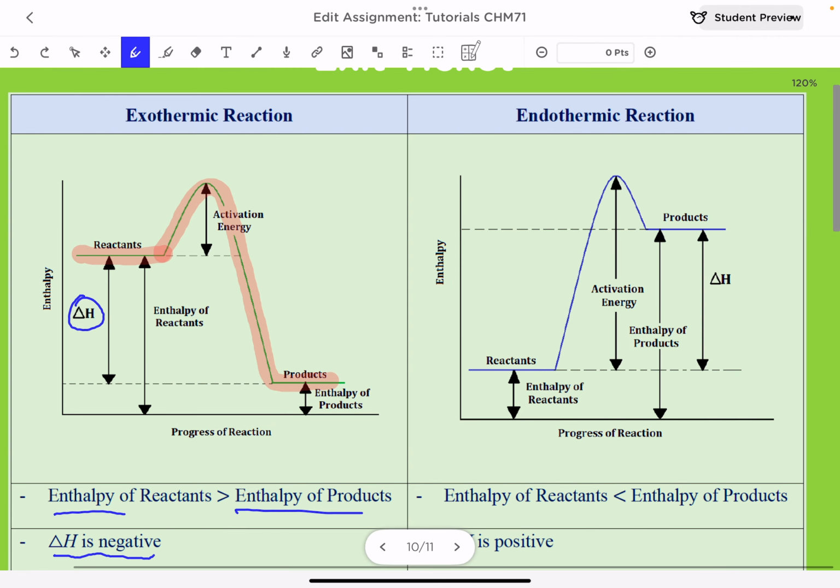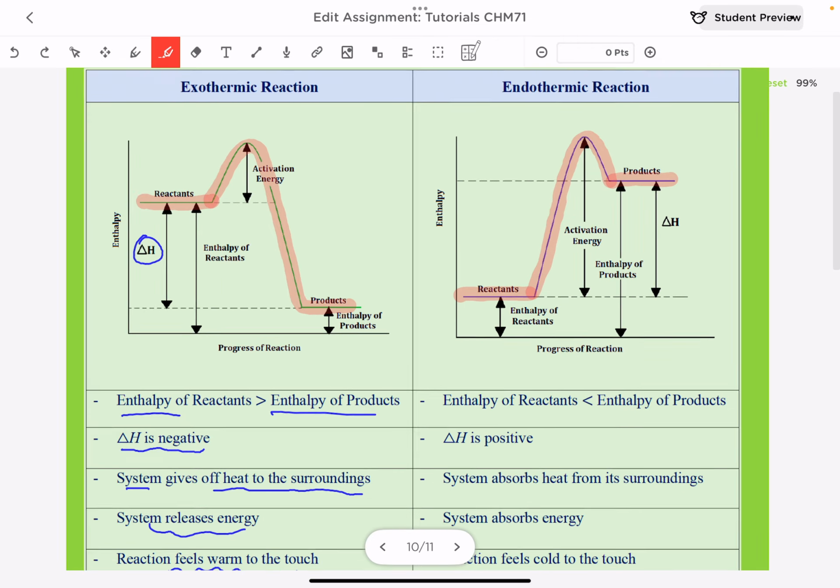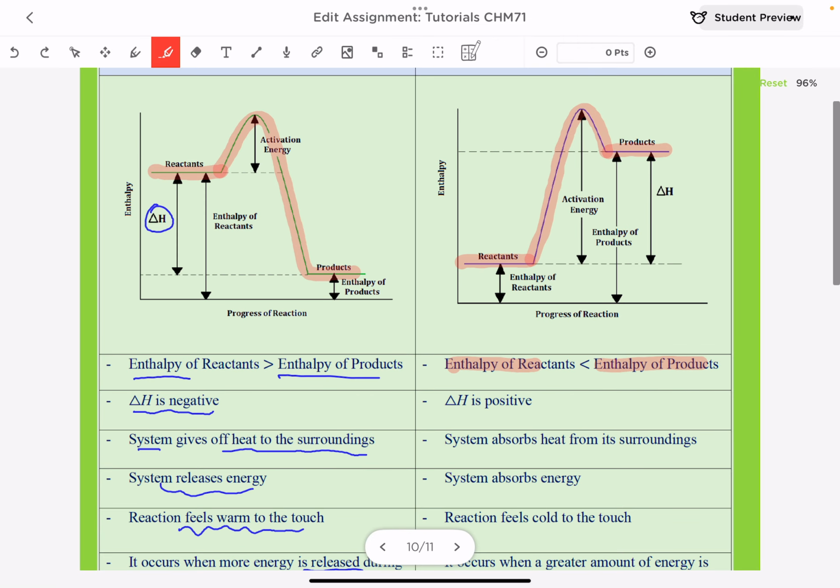Now the endothermic reaction, this is the enthalpy diagram. The reactants start at a lower enthalpy and they absorb energy, and when the energy is released, it stops at a higher enthalpy to give the products. So the enthalpy of reactants is less than the enthalpy of the product. So if we take the difference between them, which is delta H, the enthalpy of the reaction, it's going to be a positive value because the system absorbs more heat than it releases to its surrounding.